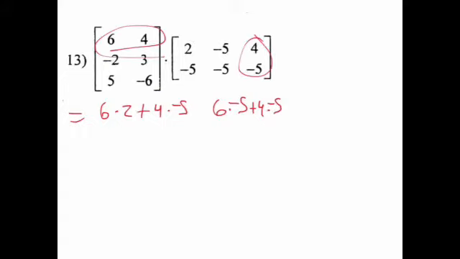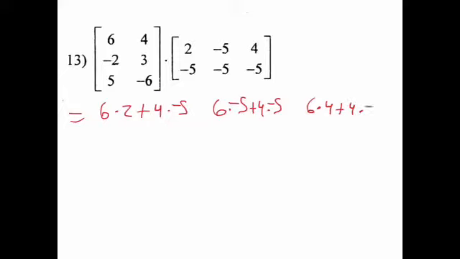Ta-da! Moving on to 13, each row times each column. And this one, make sure you do 6 times the 2, 4 times the negative 5. And add them. And then I'm going to move on to the next column. 6 times the negative 5 plus 4 times negative 5. And then 6 times the 4, 4 times the negative 5 again. And make sure you add them.